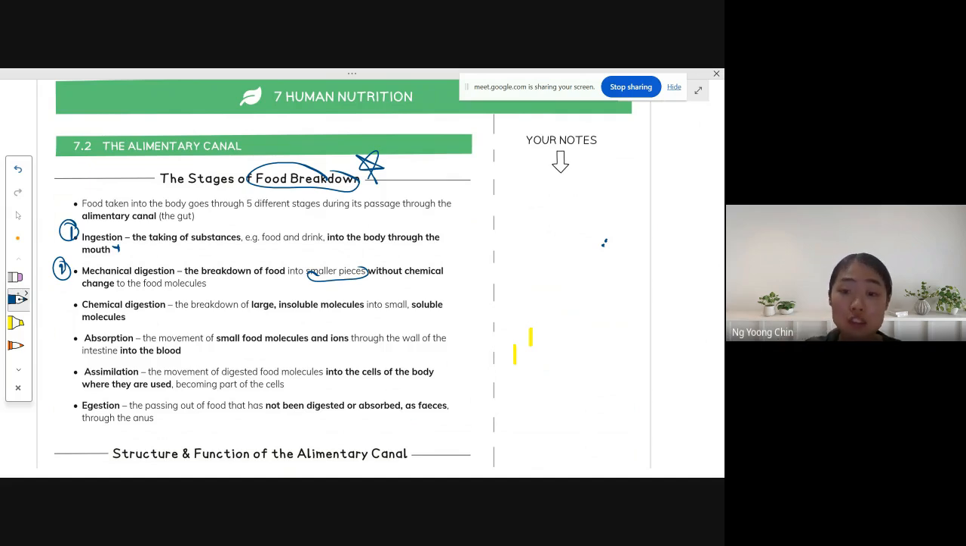So whenever we talk about mechanical digestion, we are talking about two sites. One is the stomach. In the stomach, we call it churning action. Then another one is the teeth. Teeth, we call it chewing action.